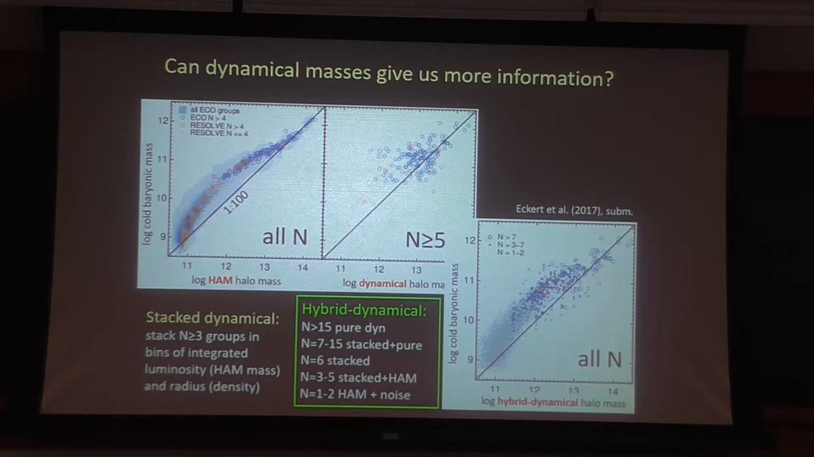So the hope is that radius, which we tried a bunch of different things and radius had the strongest signature, the hope is that radius, density or compactness, is somehow related to evolutionary state and thus to the ratio of that hot gas that's not being included to the cold baryonic tracer.